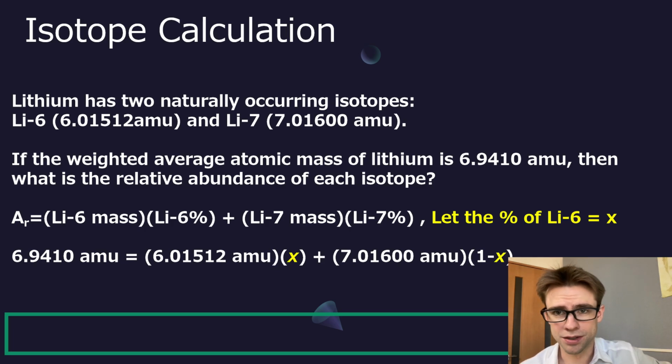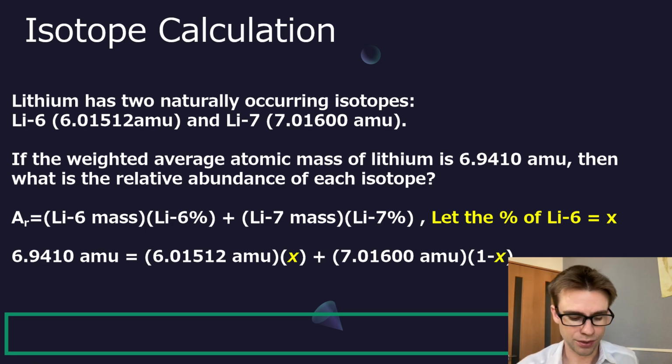So where does 1 minus x come from? Well, if x is the lithium-6 percentage as a decimal number, then from my previous slide, I've shown you that those percentages must add up to 1, or 100%. So for example, if my x is 0.25, then on the other side, that 1 minus x must be 0.75.